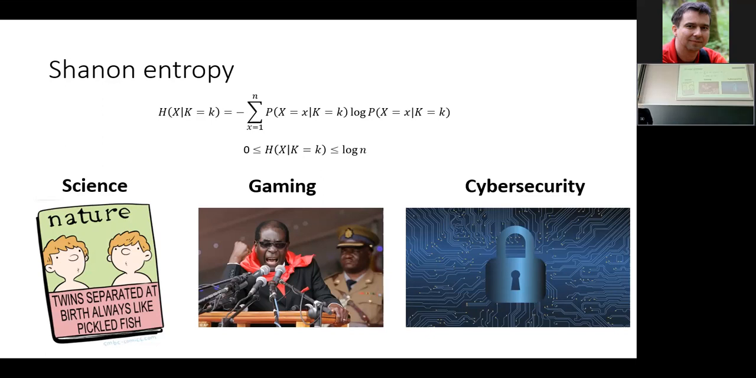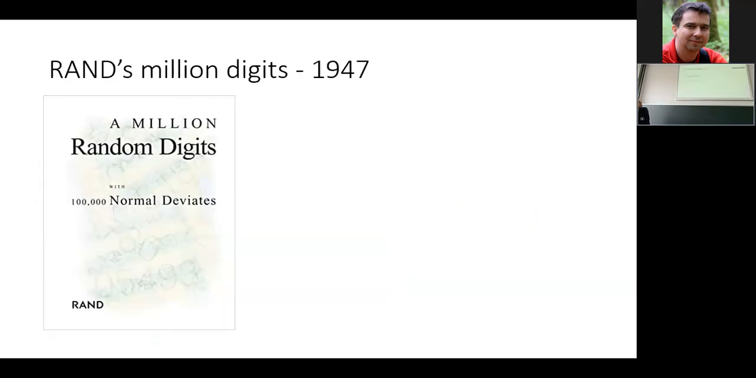And this brings me to the third slide, but before the third, there is the second. So I would like to tell you about a book. This is one of my favorite books. I've never read it, though, because obviously it's not very hard to read. It's from 1947, and it's simply what the title says, a million random digits.